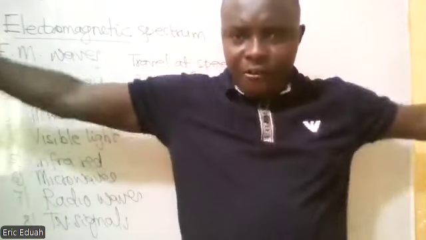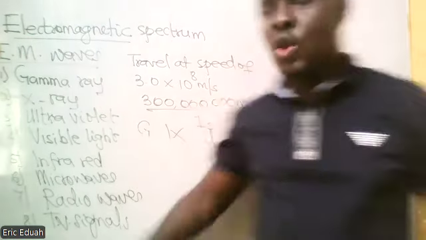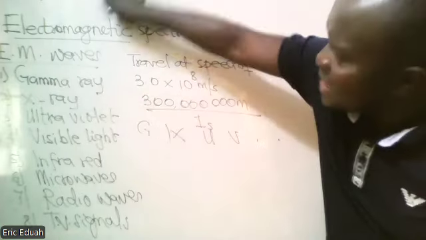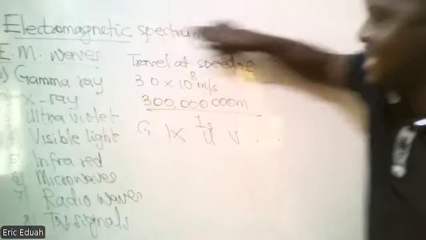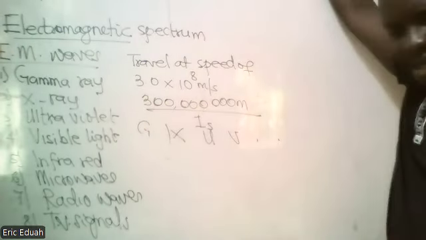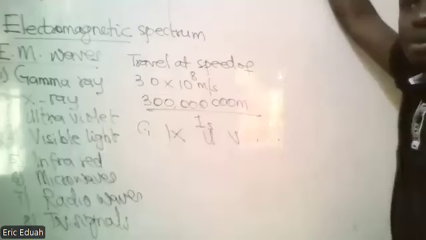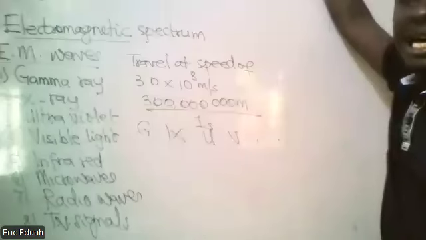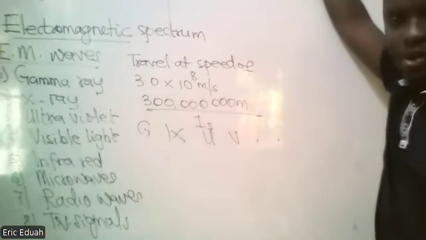Broad waves of some features. Okay. So the visible light which we are talking about is part of the electromagnetic spectrum. The reason light is said to be part of the electromagnetic spectrum is that it stimulates or aids vision. Any question?